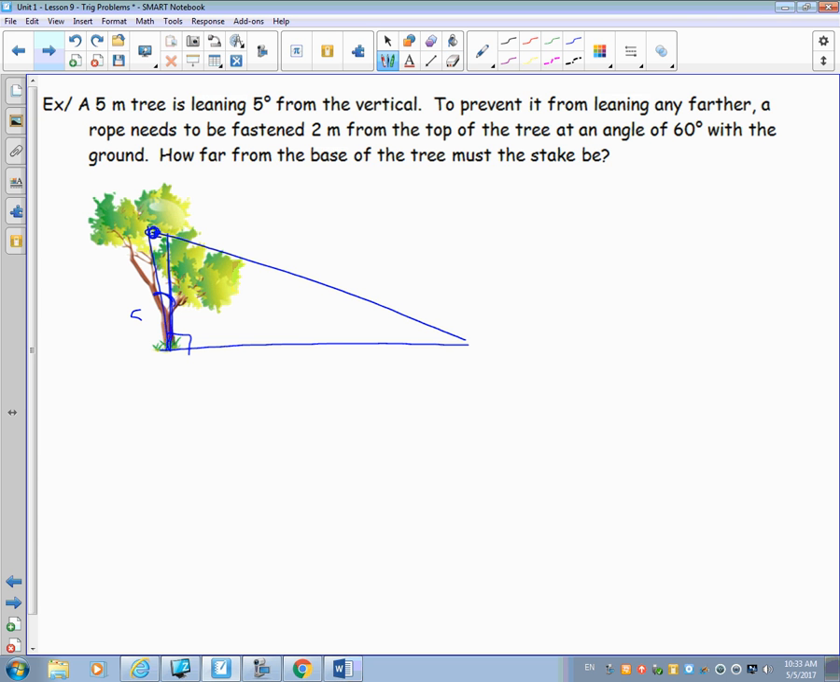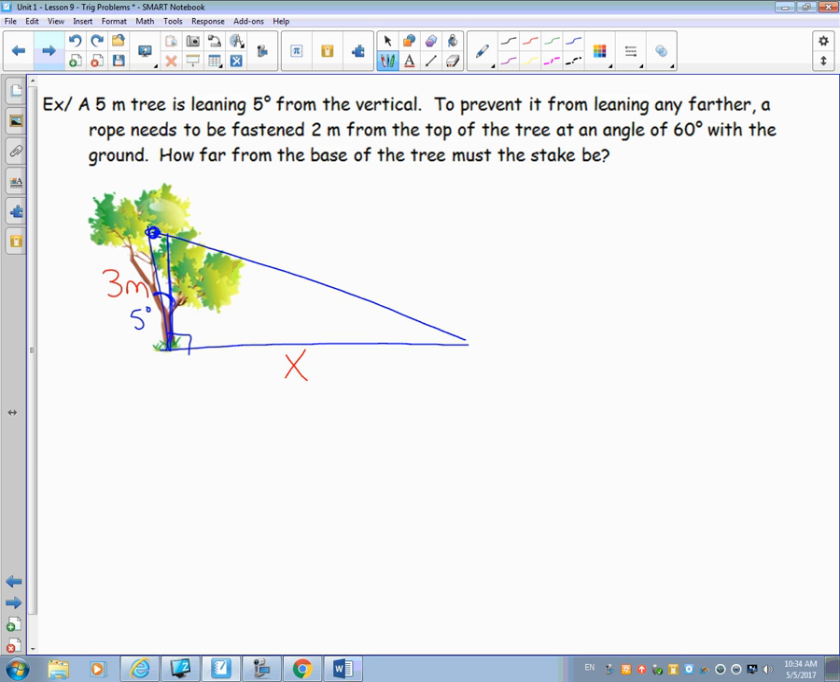12 from 5 degrees from the vertical. So what else do I know? I know the 5-meter tree, that's how tall it is. My rope is fastened 2 meters from the top. So in other words, the rope, or the length of this triangle, is 3 meters. I want to know how far from the tree must the stake be.